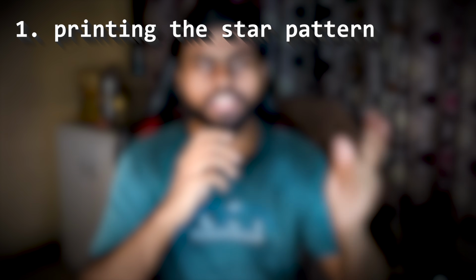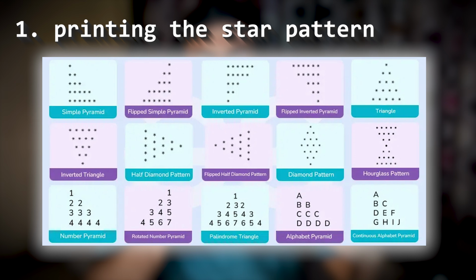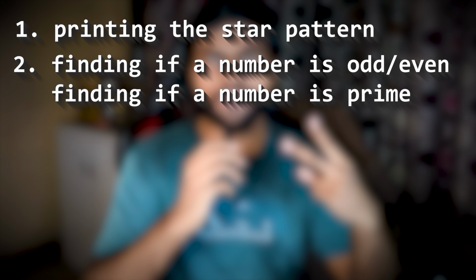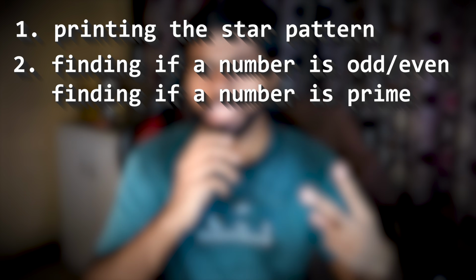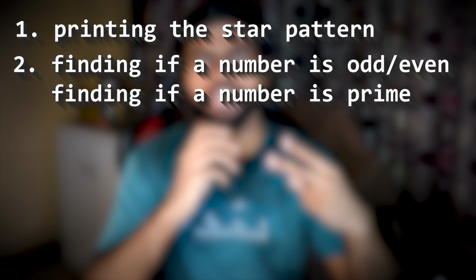These problems involve, I'm putting out 5 top patterns out here. Number 1, printing the star pattern is what you need to understand. This will gain you a good knowledge of loops and how loops work internally. Star pattern and pyramids come at this stage. Number 2, finding if a number is odd, even, or finding if a number is prime. So this will tell you exactly how mathematical operations work.